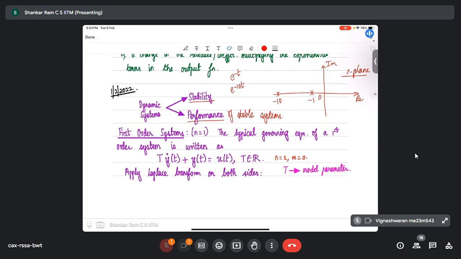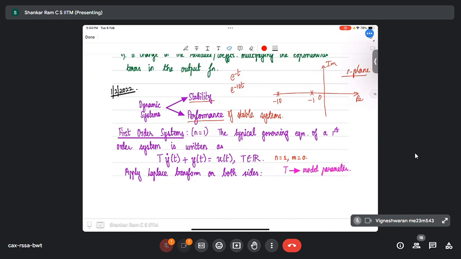So if we consider e power minus t and e power minus 10t, which function do you think will impact the system output for a longer time? As we know, any exponential with a negative exponent will go to 0 as t tends to infinity, right? That is known. But if you look at e power minus t and e power minus 10t, which will go to 0 faster? The one which has a lower time constant. Minus 10. So e power minus 10t will go to 0 faster than e power minus t, right?